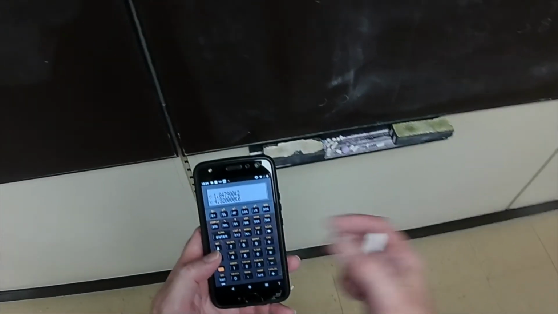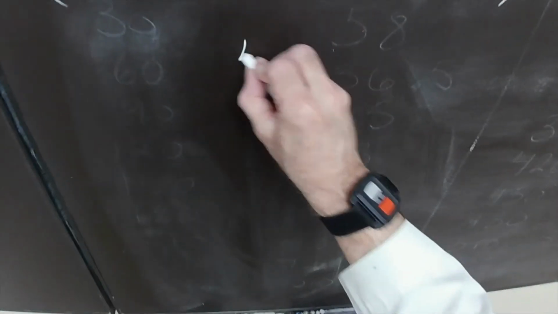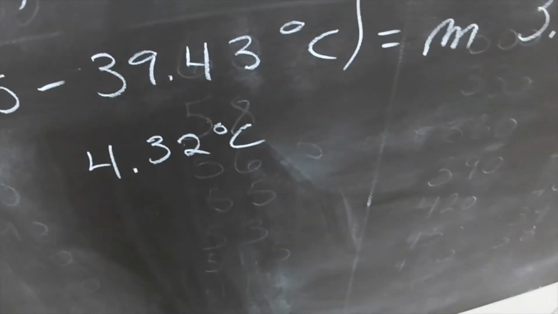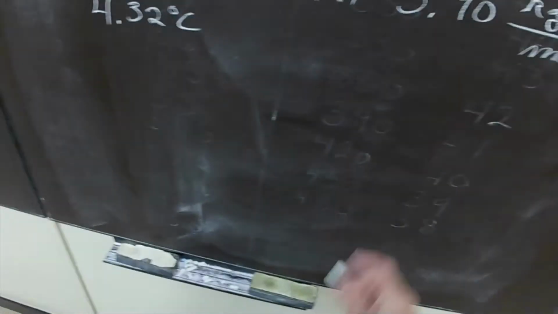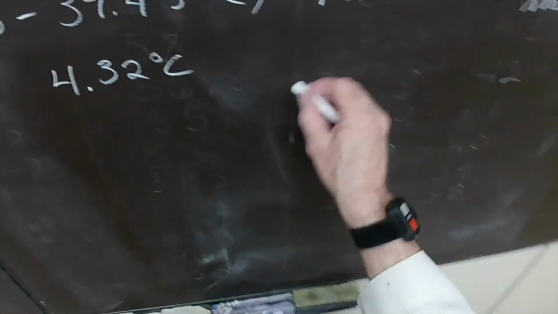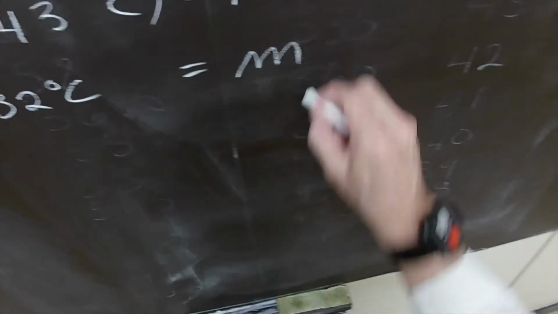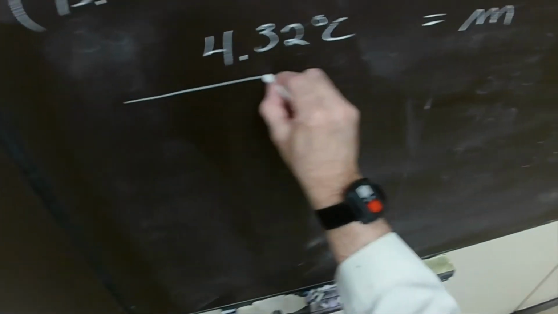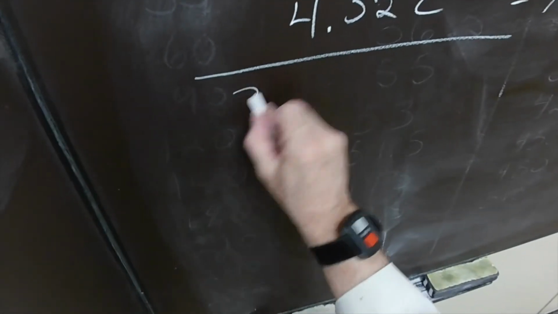39.43. This is 4.32. 0.32 degrees C. Now, what are we going to do? I'm going to skip a step, actually combine steps. So what happens to this? If we're solving for that one, this one has to come over here in the denominator, correct? Correct.